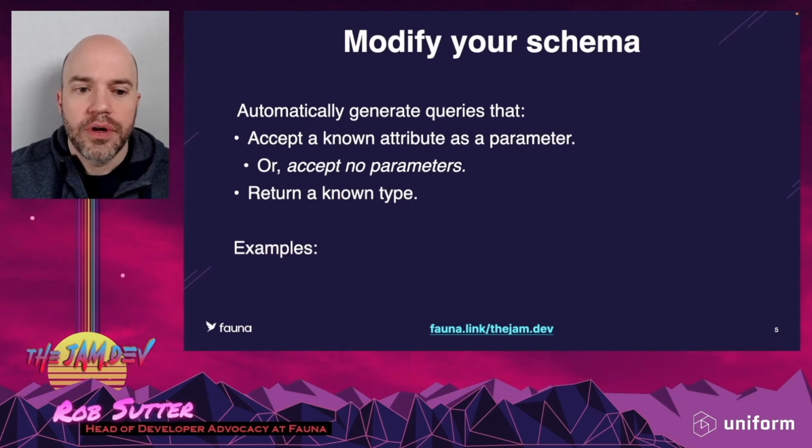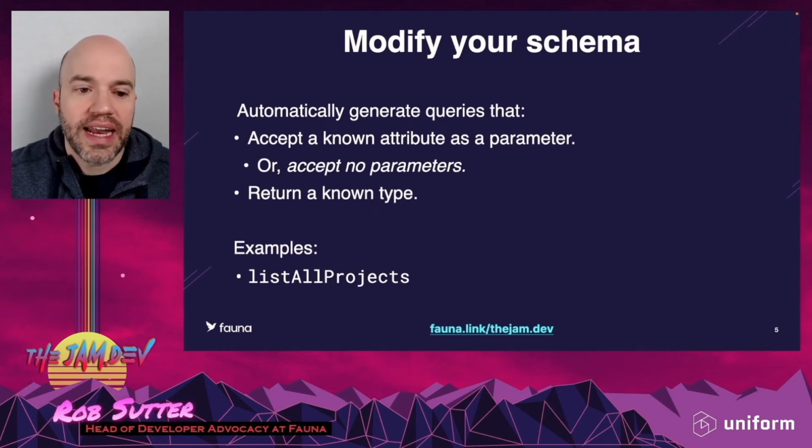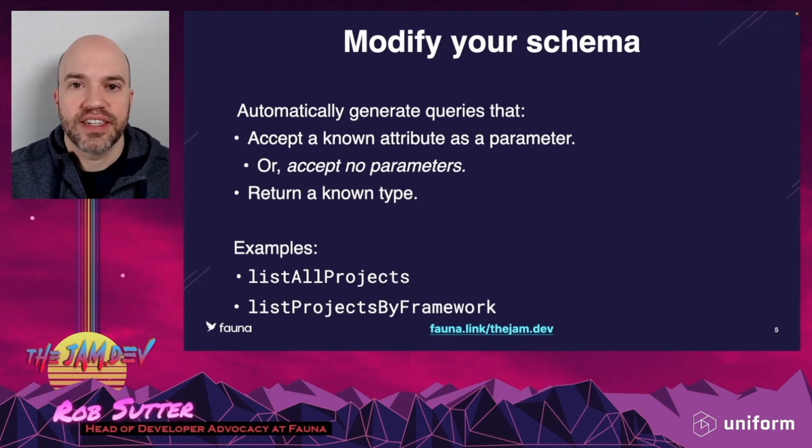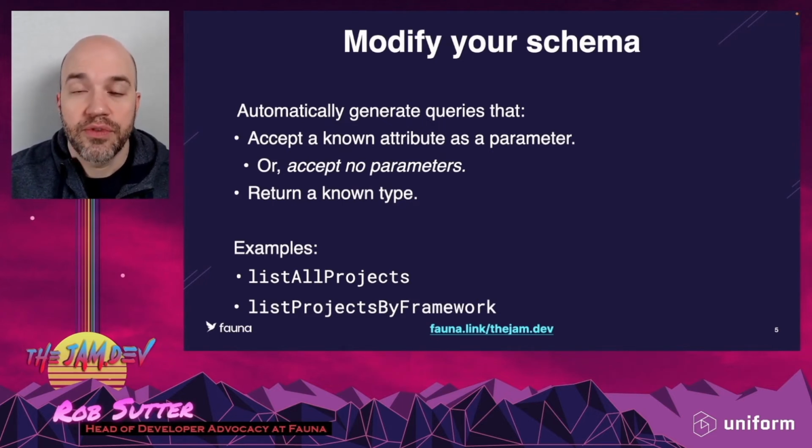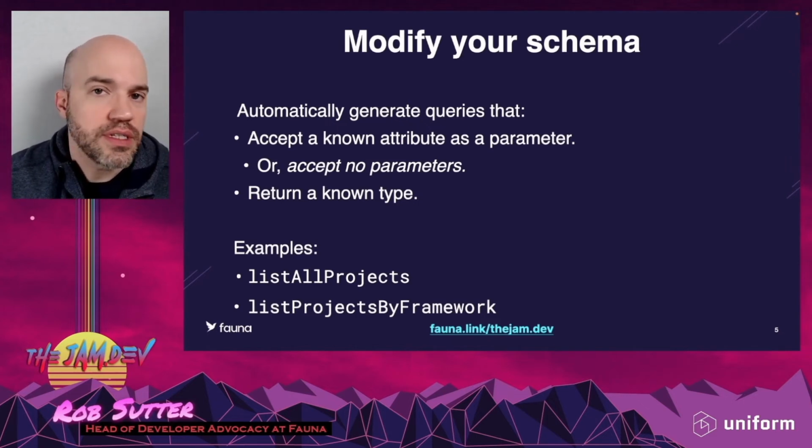For example, with this schema, we could add a list all projects query that returns all documents from the project collection. And we could add a list projects by framework, where given a particular framework, it returns all the projects created in that framework. Let's see what this looks like in a schema.